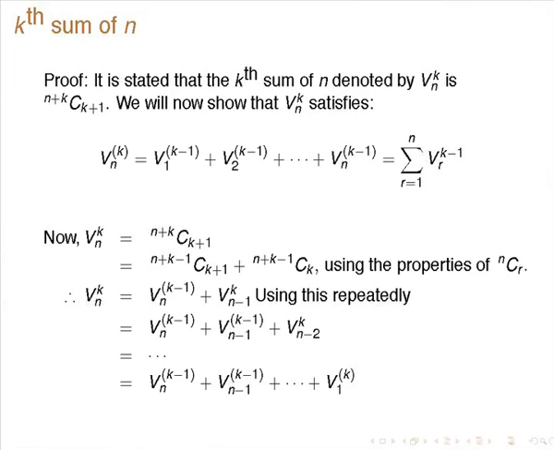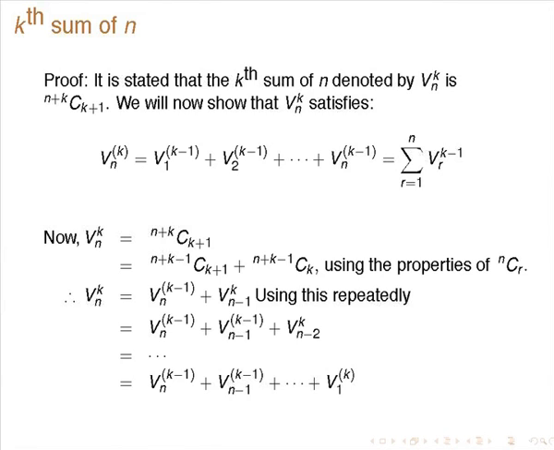So we will show that this actually satisfies this thing, that is, when you sum from 1 to n, you get this result. Now V(n,k) is (n+k) C (k+1). Using the properties of this nCr, you get (n+k-1) C (k+1) plus (n+k-1) C k. So V(n,k) is equal to V(n,k-1) plus V(n-1,k).